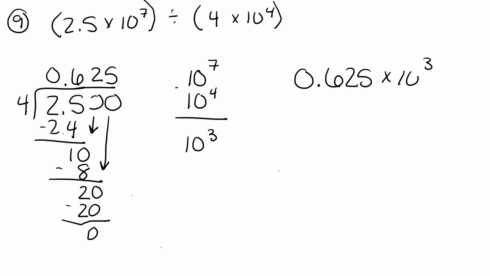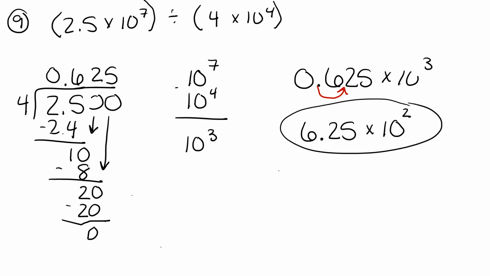However, this answer is not in scientific notation. The decimal point needs to go behind the first number, 6. So we move the decimal point back one place to make it 6.25. When we move the decimal back one place, that 3 goes back to a 2. 6.25 times 10 to the 2nd is our final answer.